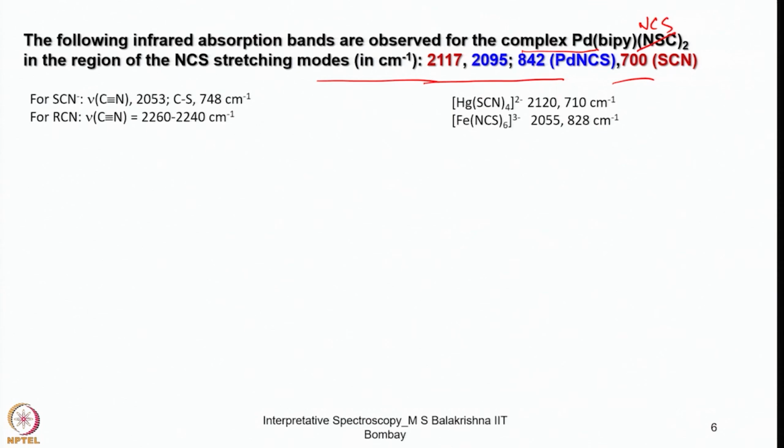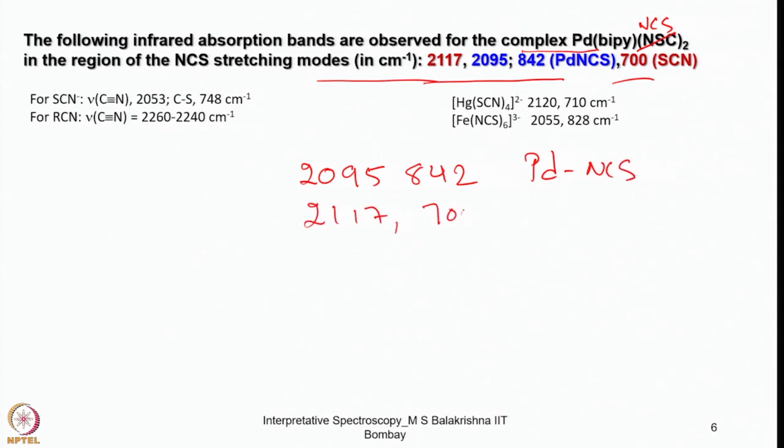Again, with our previous experience of interpreting data in the case of mercury 2 compound and iron 3 compound, we can conclude here that 2095 and 842 can be assigned to palladium having NCS bond, and similarly 2117 and 700 can be assigned to palladium having SCN type of linkages. So this is how we can interpret, and we can say without any ambiguity how the linkage of NCS takes place, and how we can elucidate the structures by giving the right kind of stretching frequencies to N as well as S bound complexes.